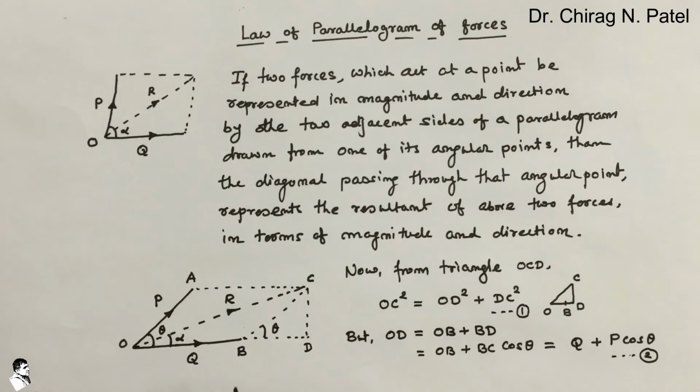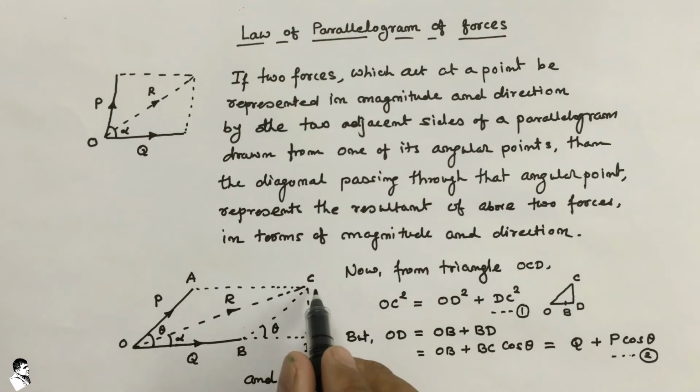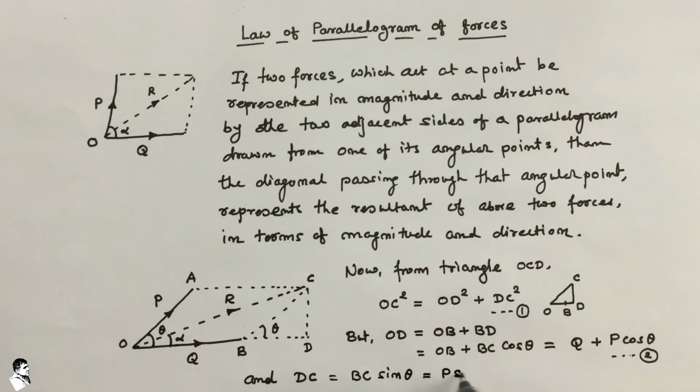And further, our DC: if BD is BC cos theta, then DC is BC sin theta. Again BC is equal to P, so that is P sin theta. So this is our equation number 3.